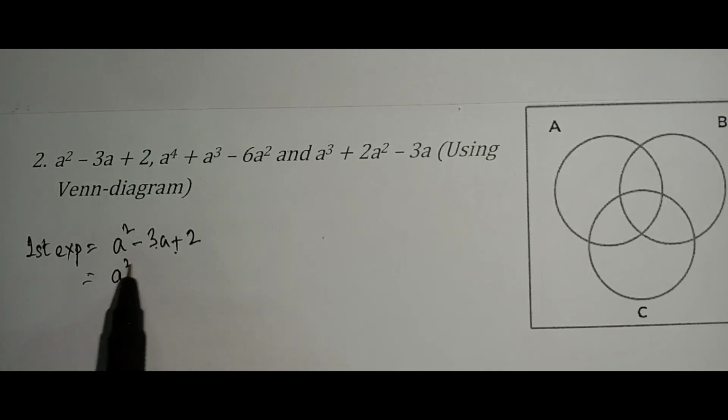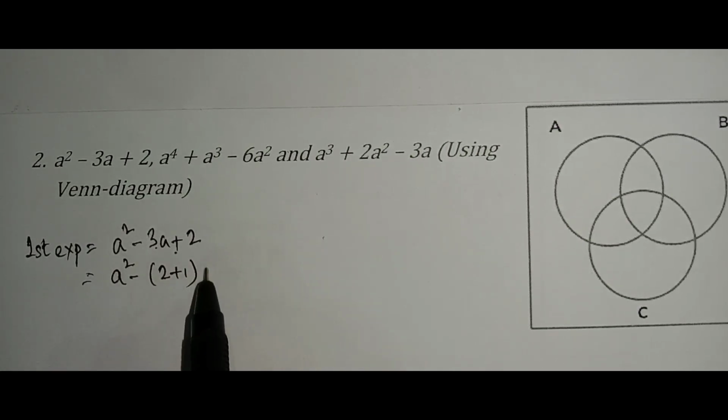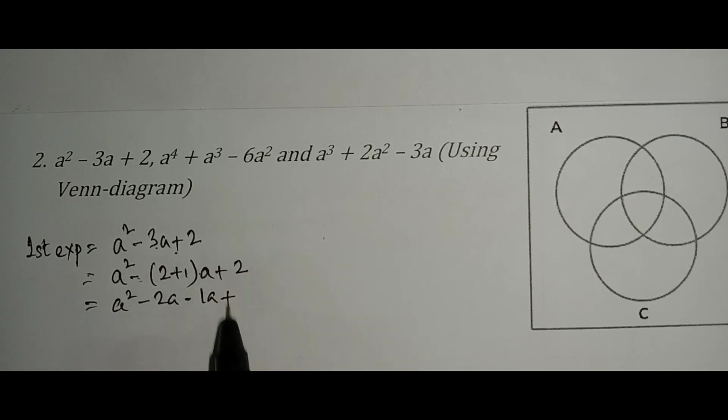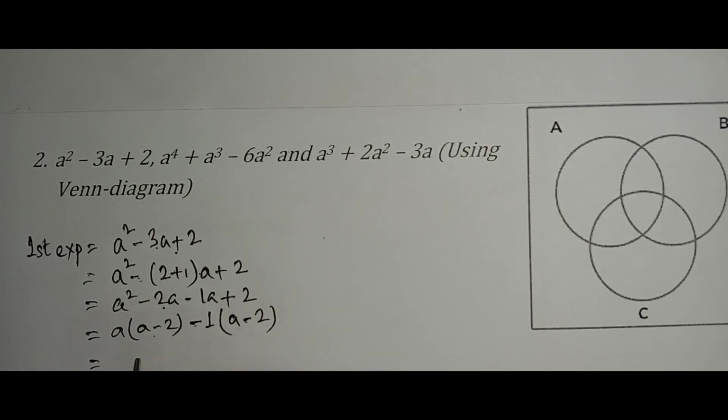So I write a squared minus 2a minus 1a plus 2. From the first two terms I can take a common, so a minus 2, and from the last two terms I take minus 1 common, so a minus 2. In these two parentheses I get a minus 2, so I write it once, and in the second parenthesis the leftovers, a minus 1. So from the first expression we got this.